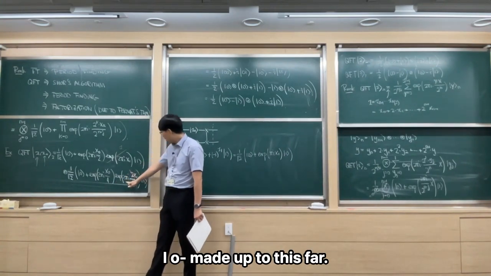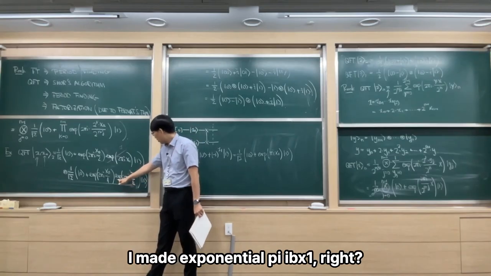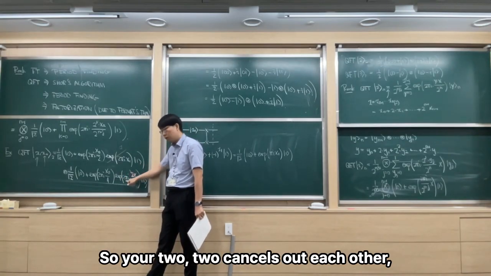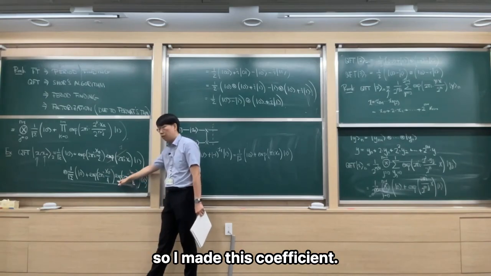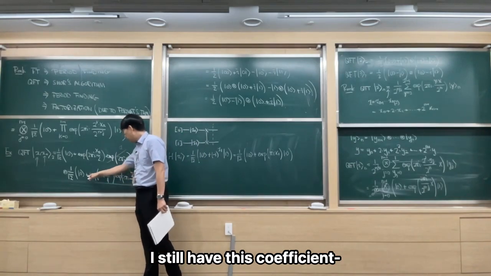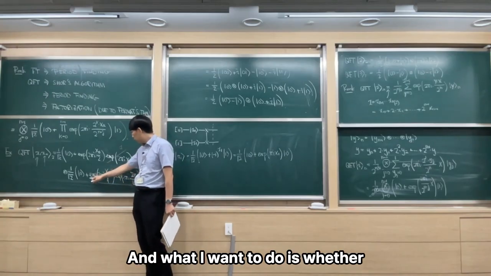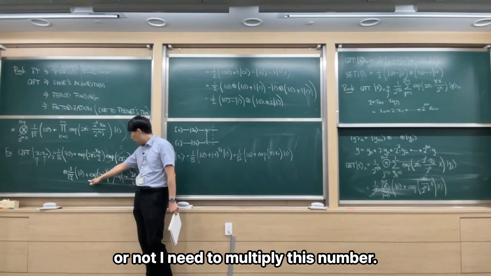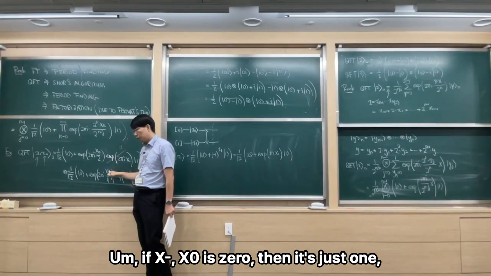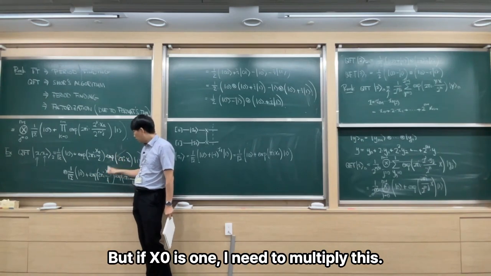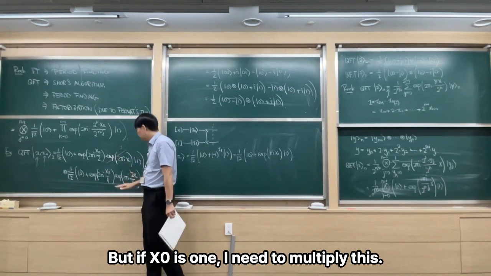I made up to this far. I made exponential pi i x1, right? So the two cancels out each other. So I made this coefficient. But I still have this coefficient, right? And what I want to do is decide whether or not I need to multiply this number. If x0 is 0, then it's just 1, so I don't need anything else. But if x0 is 1, I need to multiply this.